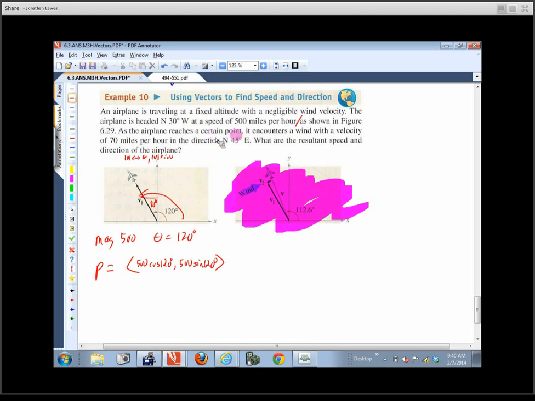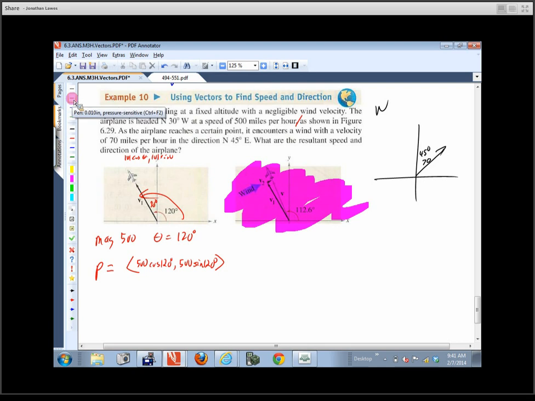As the airplane reaches a certain point, it encounters a wind with a velocity of 70 miles per hour. So it's telling us how fast it's going, in the direction of north 45 degrees east. Okay, now, they didn't give you this, so we're going to do this over here. Let's talk about the wind. Let's draw a picture like this for the wind. There's the plane, let's draw the wind. The wind is north 45 degrees east. So it's going to deviate from north by 45 degrees, and it is 70 miles per hour.